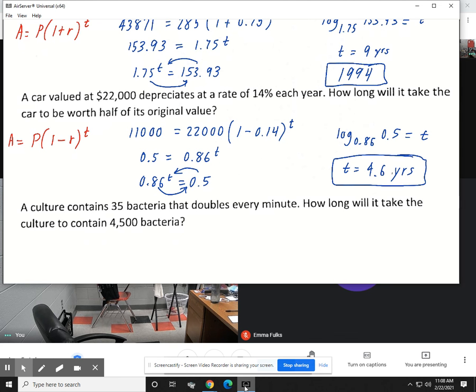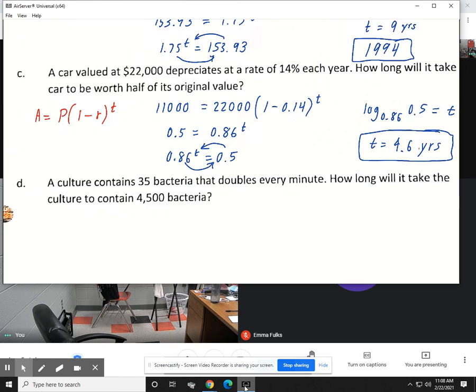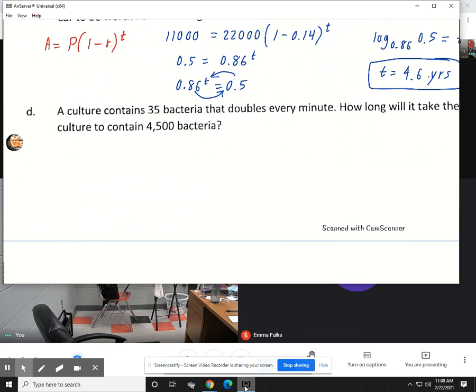Okay? All right, last one. Last one is not above. It's not the formulas above. Okay, look. It says a culture contains 35 bacteria that doubles every minute. Y'all remember the doubles formula? It's on your formulas to know worksheet. It's A equals P times 2 to the T. Again, I know it's not on the 4 that we're above, but you still have to know it. It's on the formulas to know note sheet. So it's P times 2 to the T.